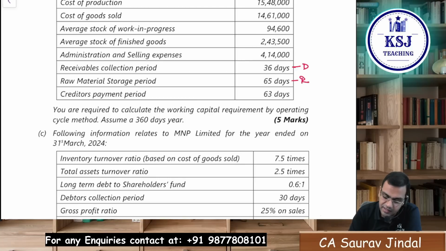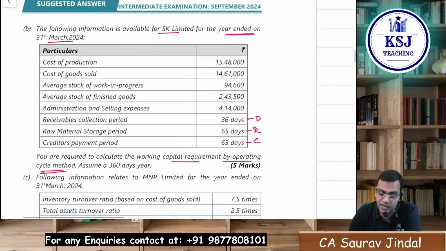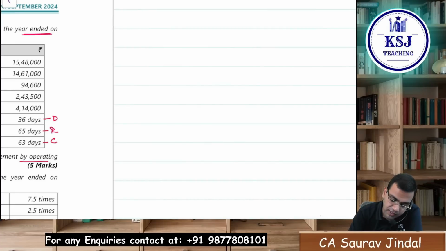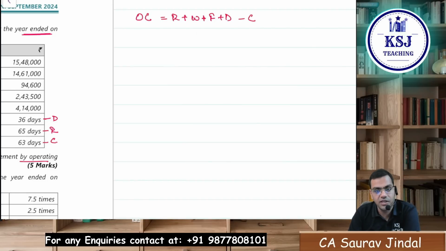This is R that is given. This is C that is given to you. Calculate the working capital requirement by the operating cycle method. So first you will have to calculate what? First you will have to calculate the operating cycle. Now what is the operating cycle? Operating cycle is R plus W plus F plus D minus C. That is raw material plus WIP plus finished goods holding period plus debtors collection period minus C.